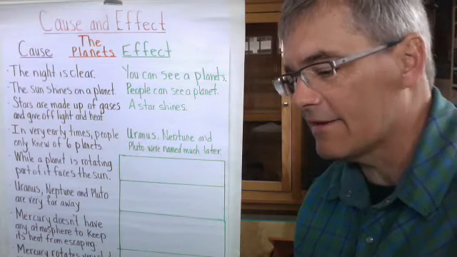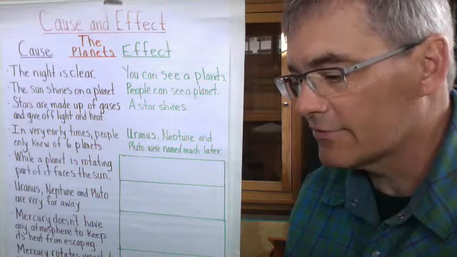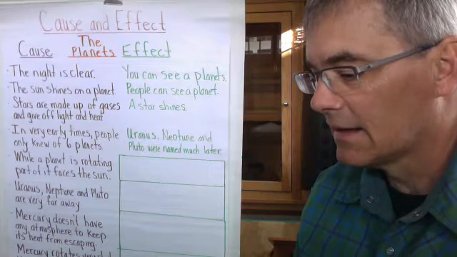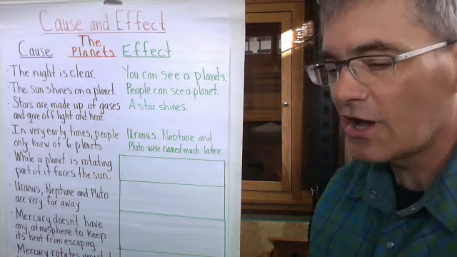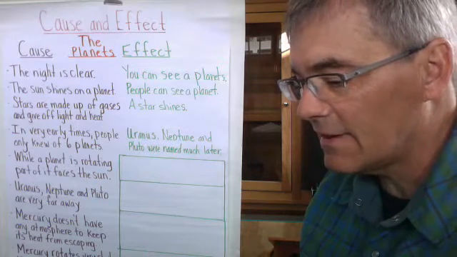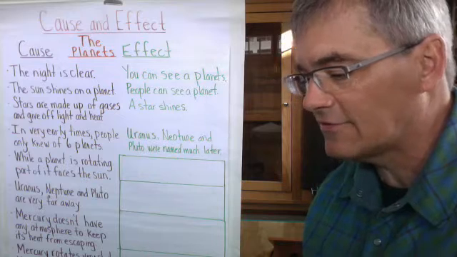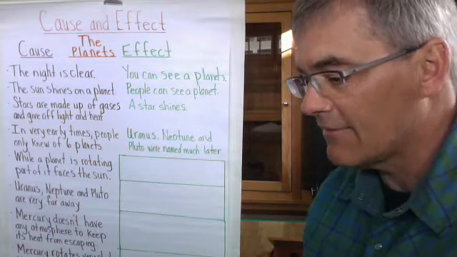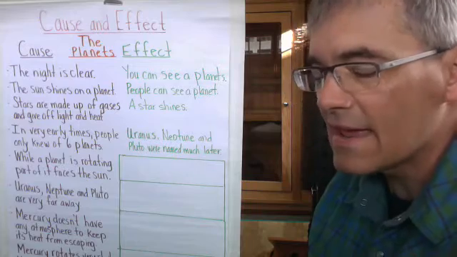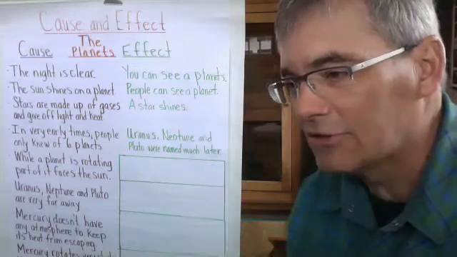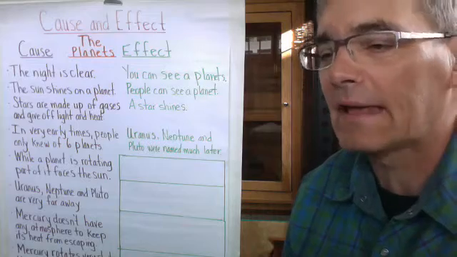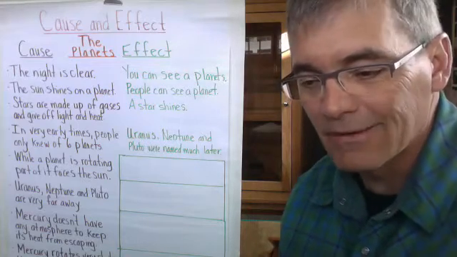Cause and the effect. Stars are made up of gases and give off light and heat. The effect is a star shines. And then in very early times, people only knew of 6 planets. And the effect is that Uranus, Neptune, and Pluto were named much later. And they did include Pluto here, even though Pluto is a dwarf planet and is no longer considered a regular planet.